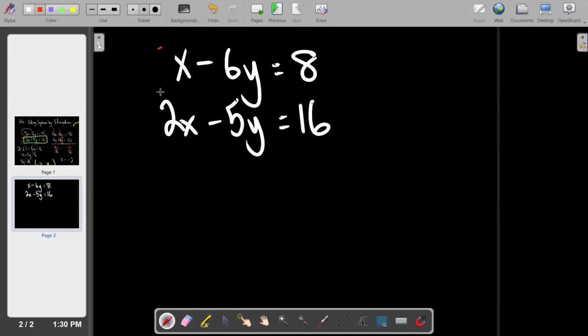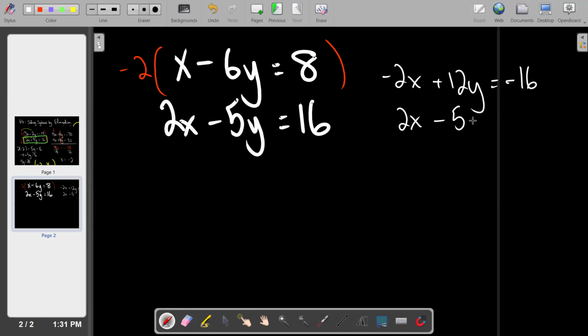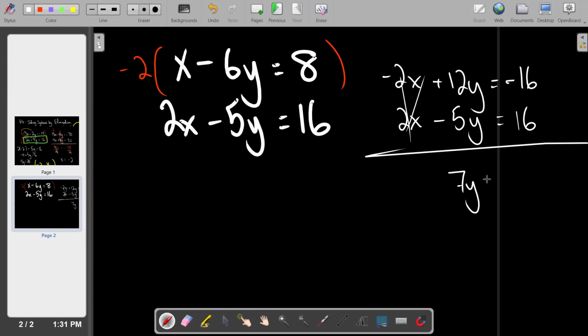Ready? We're going to multiply the top equation only by negative 2. So the top's going to become negative 2x. And then what? Say again. Plus 12y equals. Correct. Bottom equation stays the same. We good? X's eliminate. Bye-bye. How many y's do you get? 7 equals. What's negative 16 plus 16?